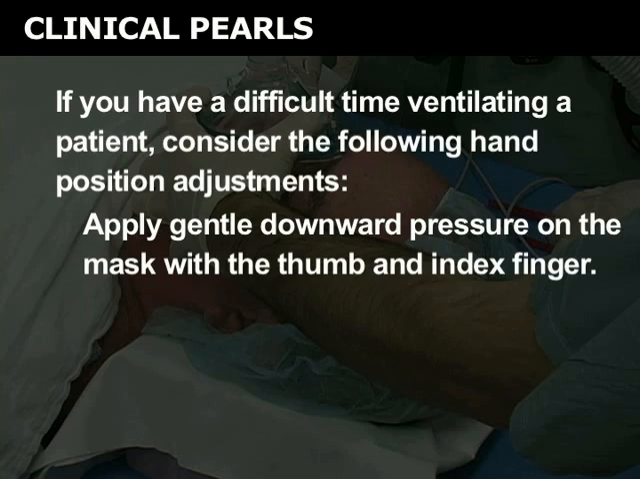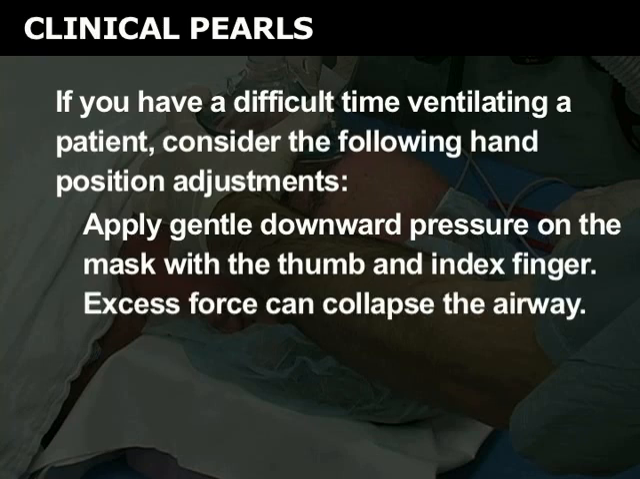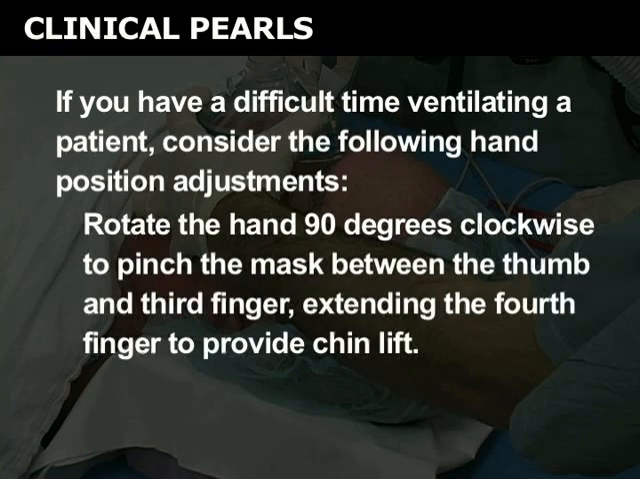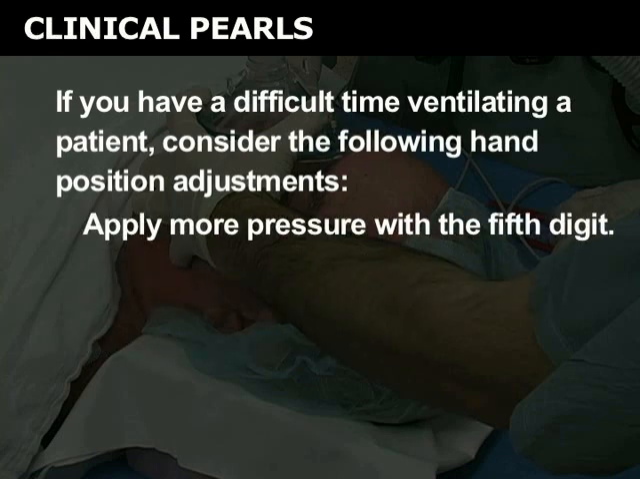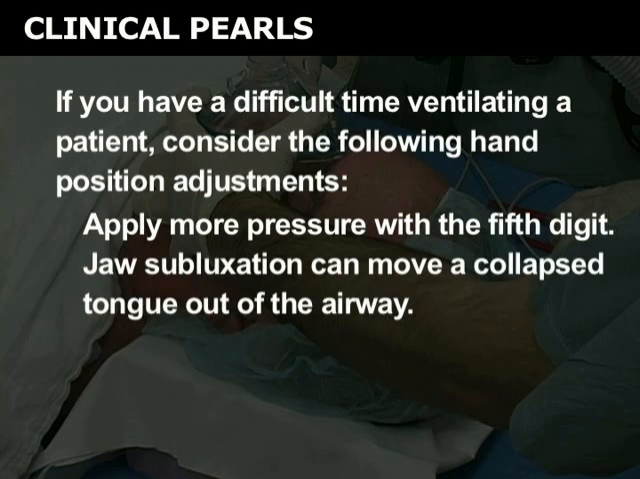If you have a difficult time ventilating a patient, consider the following hand position adjustments. Apply gentle downward pressure on the mask with the thumb and index finger. Excess force can collapse the airway. Rotate the hand 90 degrees clockwise to pinch the mask between the thumb and 3rd finger, extending the 4th finger to provide chin lift. Apply more pressure with the 5th digit. Jaw subluxation can move a collapsed tongue out of the airway.